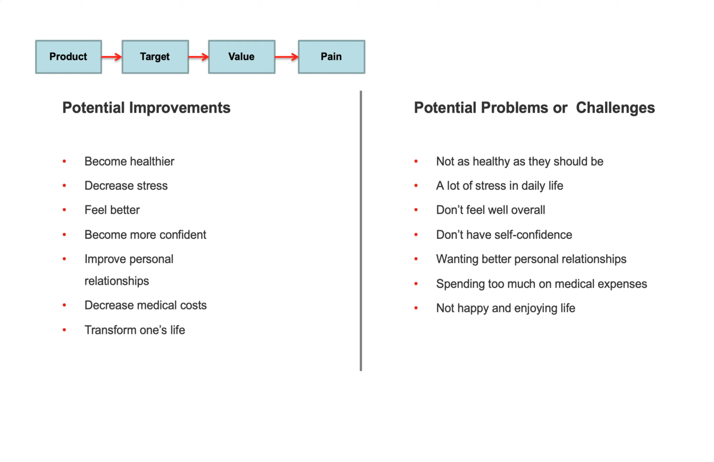So you help someone to become healthier. Well, the problem is that they're not as healthy as they need to be or should be. You decrease stress. Someone might have a lot of stress in their daily life. You help someone to feel better. They don't feel well overall. You help someone to become more confident. They don't have self-confidence and so on. So all of these rows here, these points are the opposite of one another.